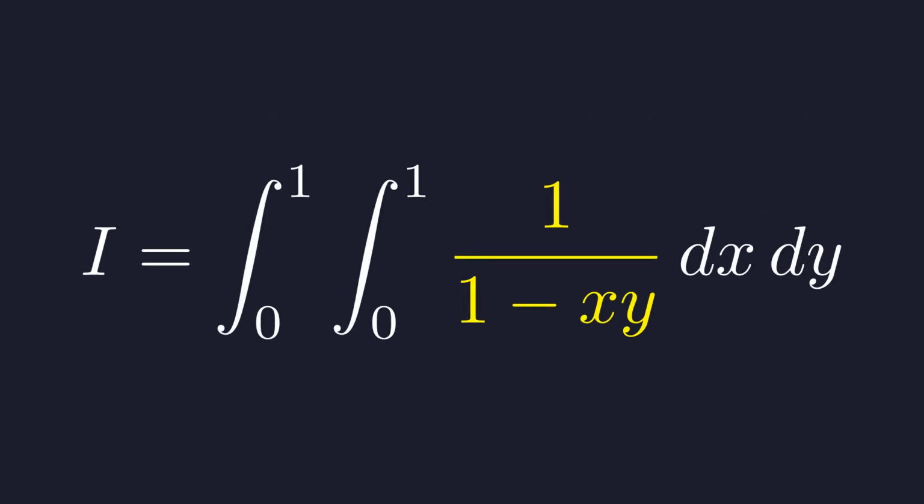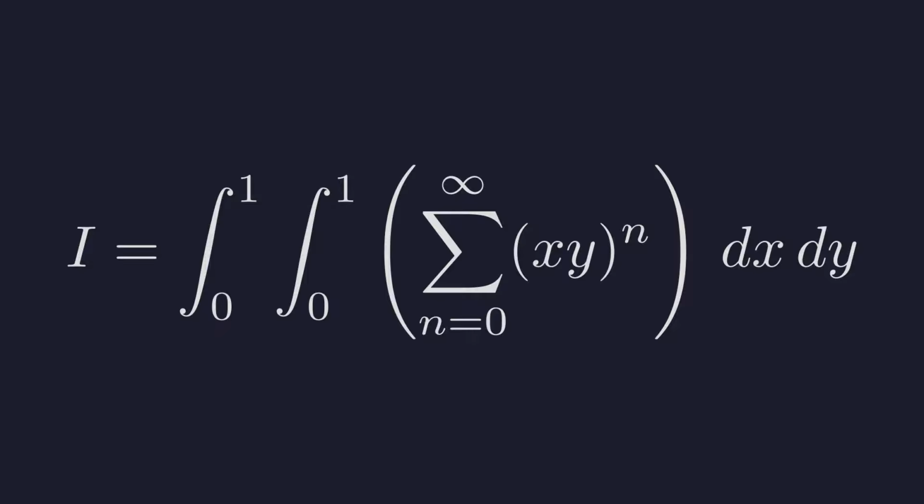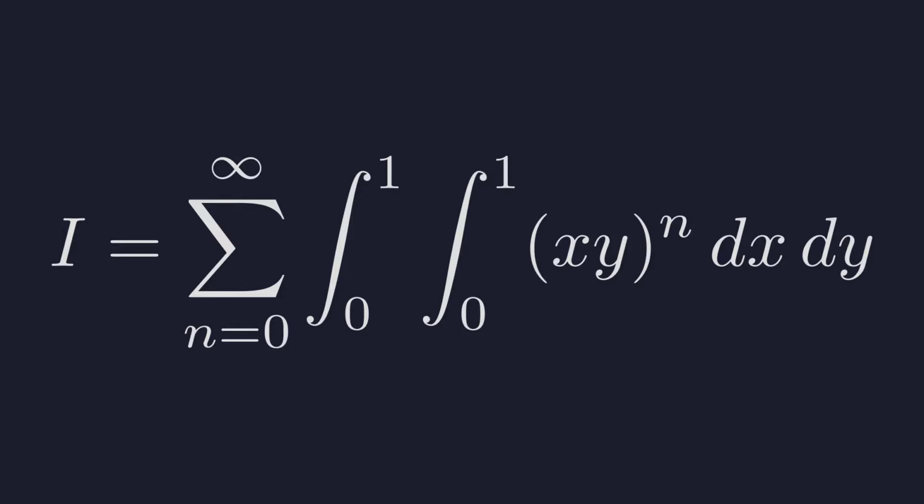We will replace this fraction with its equivalent infinite series representation. This transforms our compact fraction into a double integral of an infinite sum. Here's the critical move. Since every term is positive in our domain, we can swap the order of integration and summation. Tonelli's theorem guarantees this is valid. This might look messier, but we've actually turned one hard problem into infinitely many simple ones.